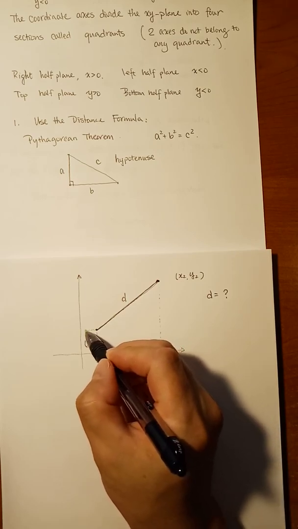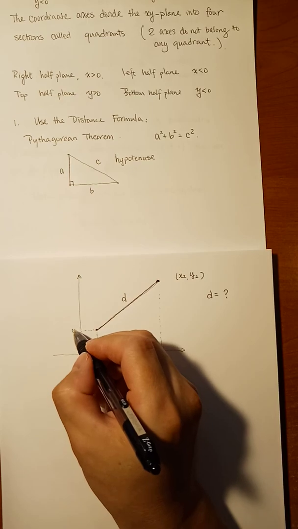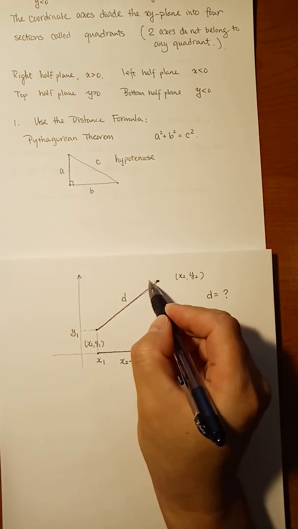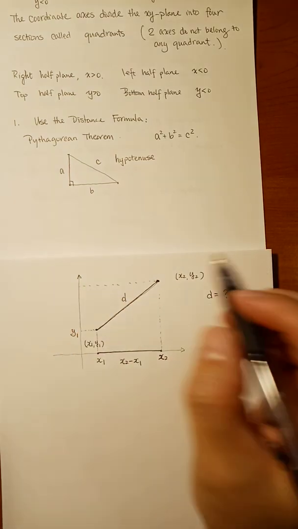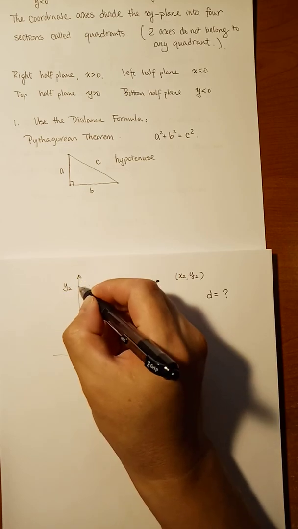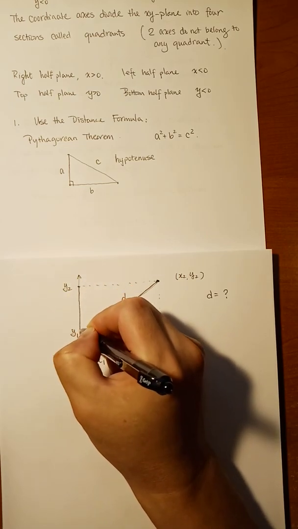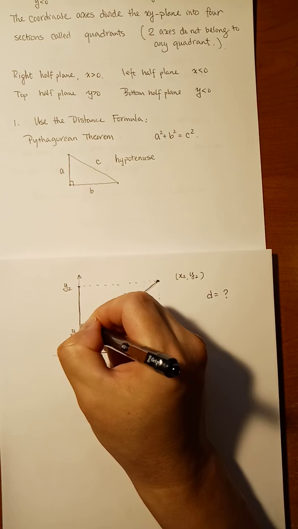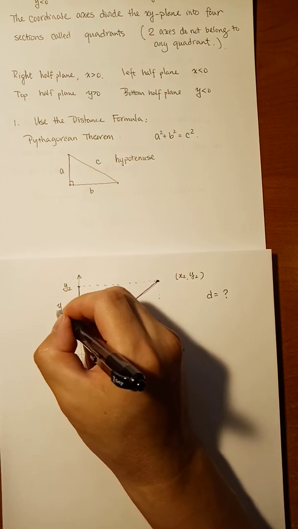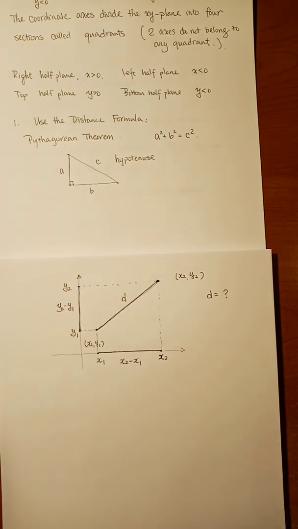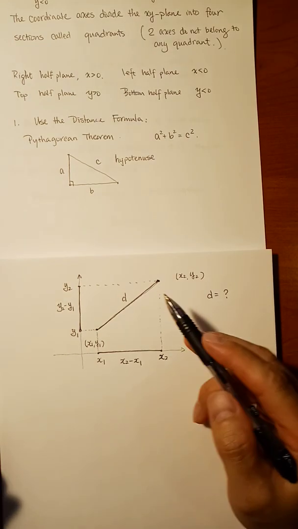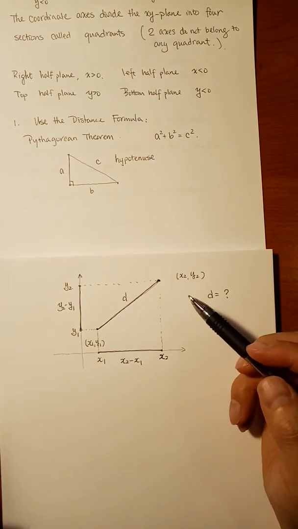y1 is a projection to the y-axis. This is y1. y2, you do the projection to the y-axis. This is y2. So this distance, the distance between these 2 points along the y-axis is y2 minus y1. All right, so far we don't have any right triangle.